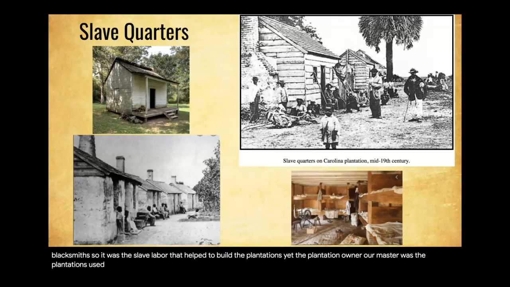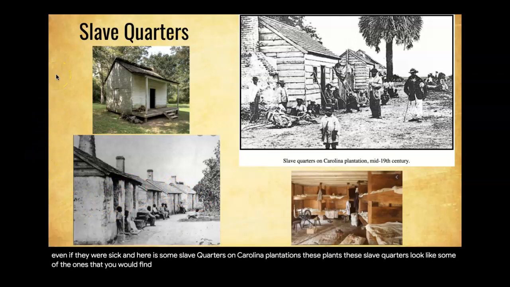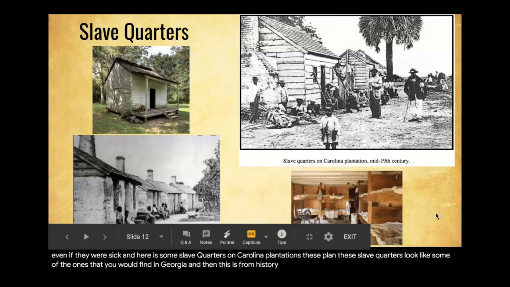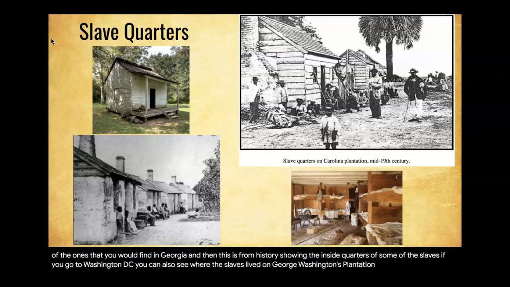Slaves on plantations usually lived together in small cabins. They were often given little to eat and forced to work from sunup to sundown, even if they were sick. And here are some slave quarters on Carolina plantations. These slave quarters look like some of the ones that you would find in Georgia. And then this is from a history museum showing the inside quarters of some of the slaves. If you go to Washington, D.C., you can also see where the slaves lived on George Washington's plantation in Mount Vernon.